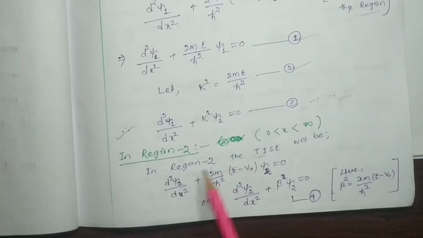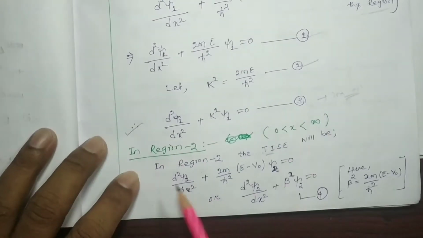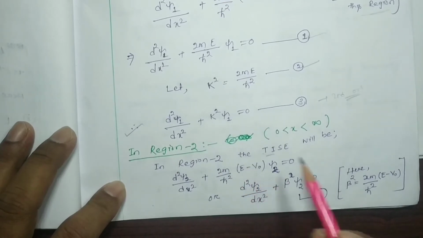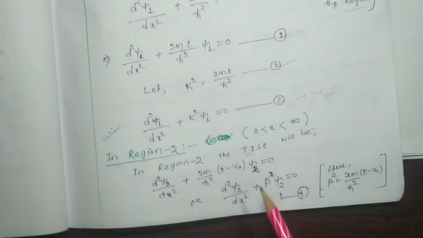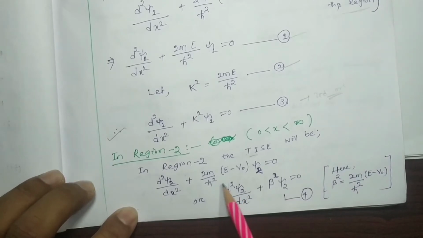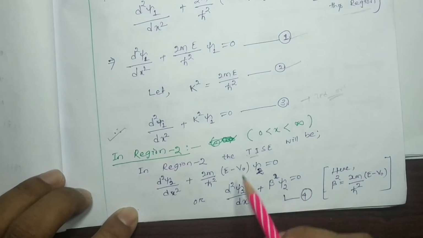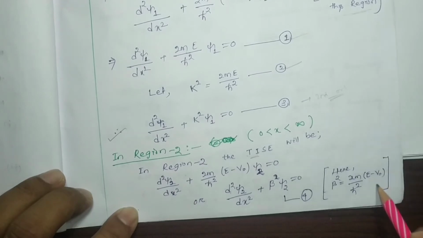So in region 2 the TISE will be d²ψ2/dx² plus 2m/ħ² (E minus V0) ψ2 will be equal to 0, because here Vx is nothing but V0, a constant, from x equal to 0 onwards. So instead of Vx I can write V0, and it can be written as d²ψ2/dx² plus β²ψ2 equal to 0. Here β² is considered as 2m/ħ² (E minus V0).